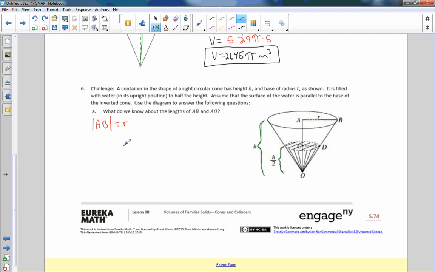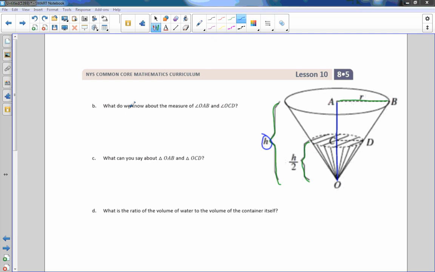And they're asking about the length of AO. AO is right here. Well, that is our height. So the length of AO equals our height. Okay, B says, what do we know about the measures of angle OAB? So here's O, here's A, here's B. OAB is right there. And angle OCD, which is right here.